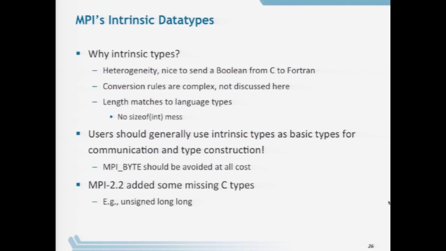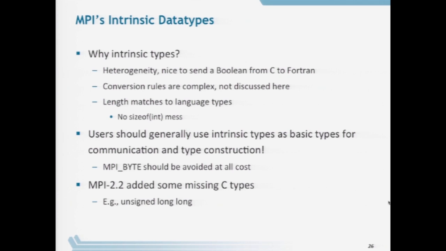So if you go from a system that has 32-bit ints to 64-bit ints, your code should just work. And that's a very nice thing about using the intrinsic data types. And so there is, for example, an MPI_BYTE. This is almost always a mistake. If you see MPI_BYTE being used as a data type, it means that the person writing the code probably didn't really understand what they were doing. There are, in fact, a couple of places where it makes sense. Usually, you should be using the intrinsic types.